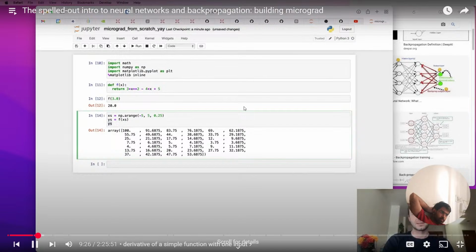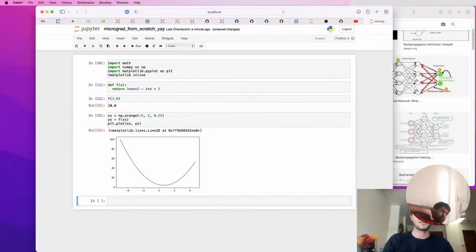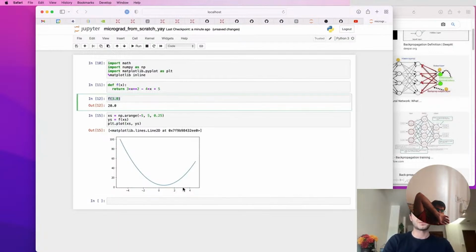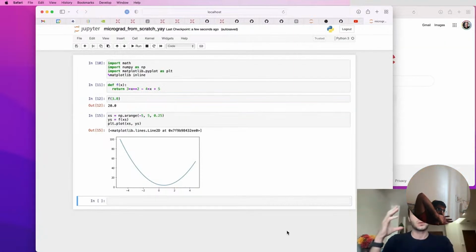And we can plot this using matplotlib. So plt.plot x's and y's, and we get a nice parabola. So previously here we fed in 3.0 somewhere here, and we received 20 back, which is here, the y coordinate. So now I'd like to think through what is the derivative of this function at any single input point x, right? So what is the derivative at different points x of this function?